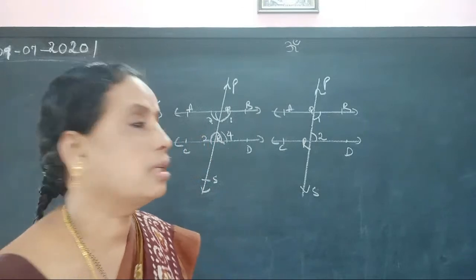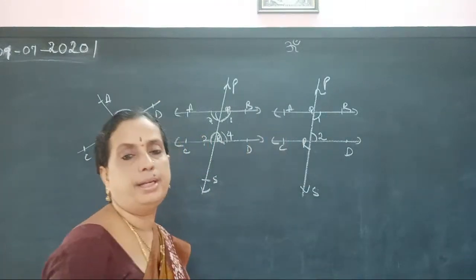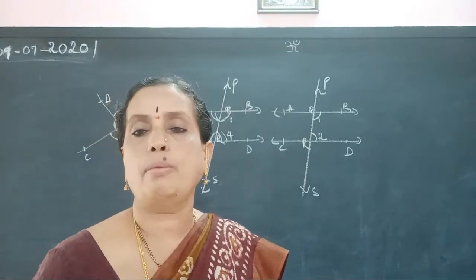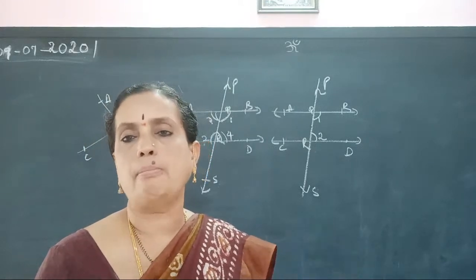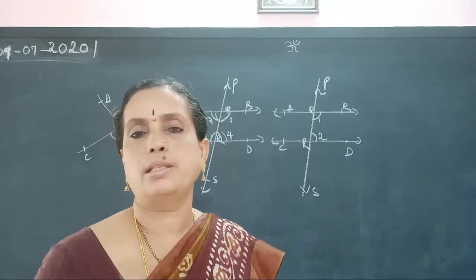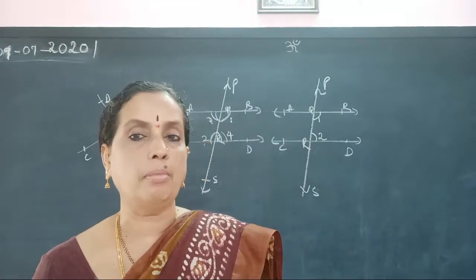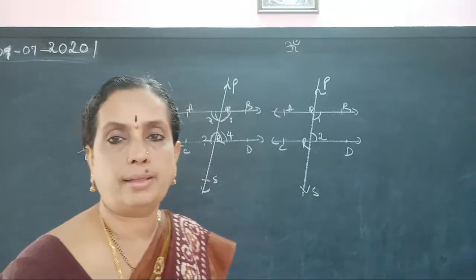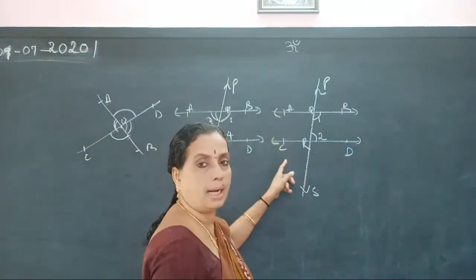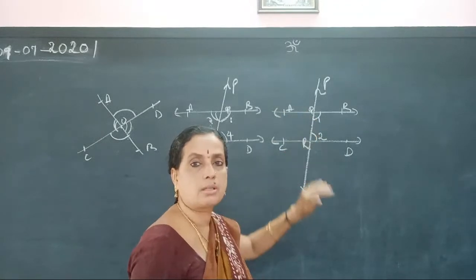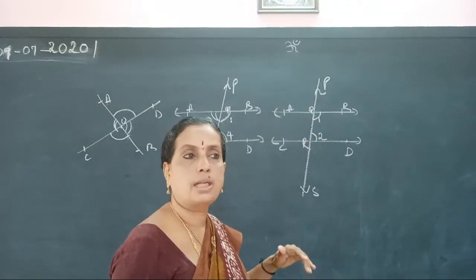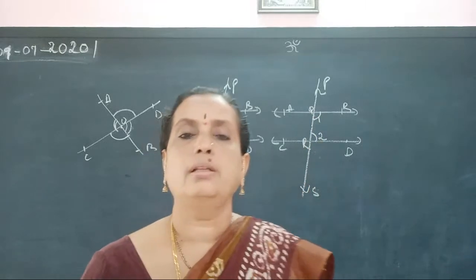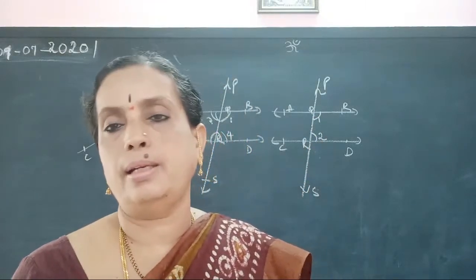Its converse, if the sum of co-interior angles is supplementary, then the lines are parallel. I have given the best example about your studies. If you study well, you can get the marks. If you got good marks, that means you have studied well. Like that, if the lines are parallel, co-interior angles are supplementary. Conversely, if the sum of co-interior angles is supplementary, the lines must be parallel.